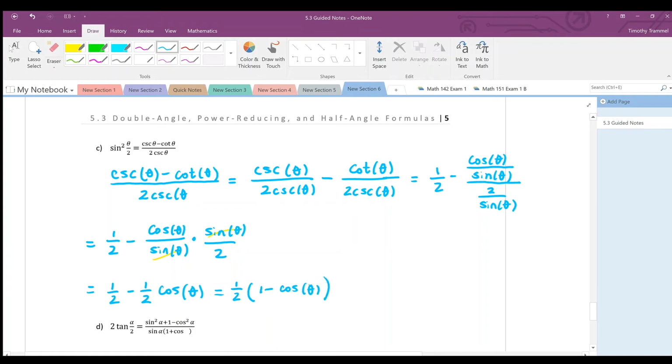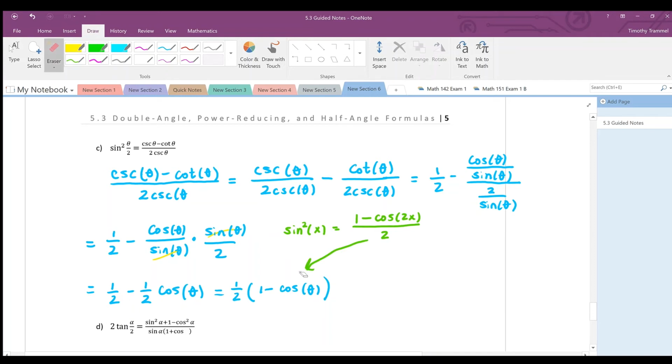Now does this look more familiar? Maybe not. If it doesn't, let me remind you of what we're looking for here. We actually know that sine squared of x is equal to 1 minus cosine of 2x all over 2. So this doesn't quite seem to match this here, right? Because we don't have a 2 theta in here.